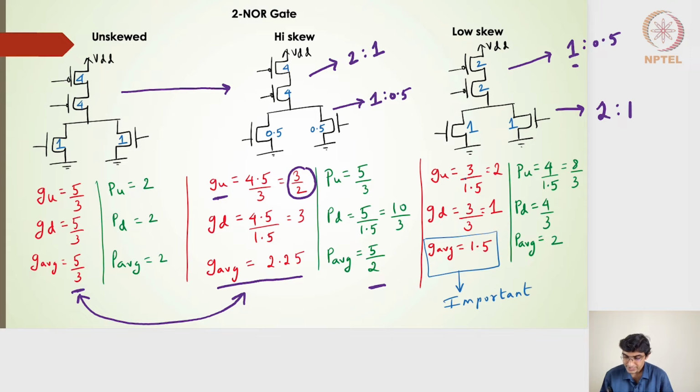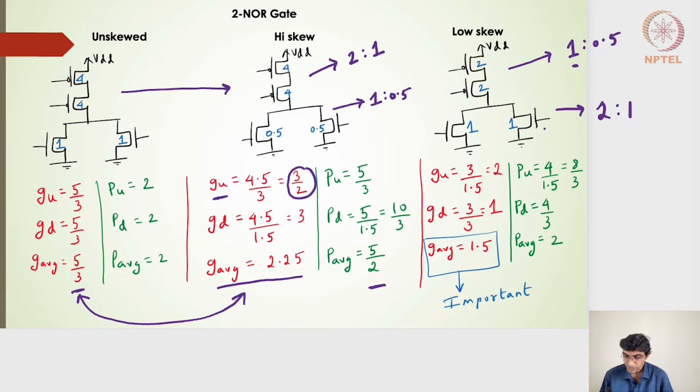2 plus 1, that is 3, divided by 1 plus 0.5, which will be 1.5, turns out to be 2. The parasitics for going up will be nothing but whatever is the output capacitance seen in this particular output node, which will be 2 plus 1 plus 1, 4 divided by 1.5, so it will be 8 by 3.